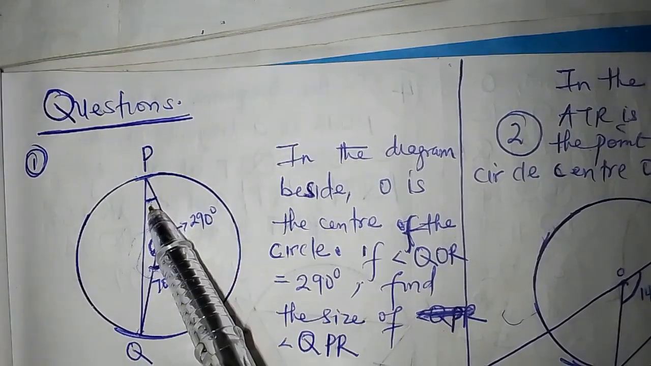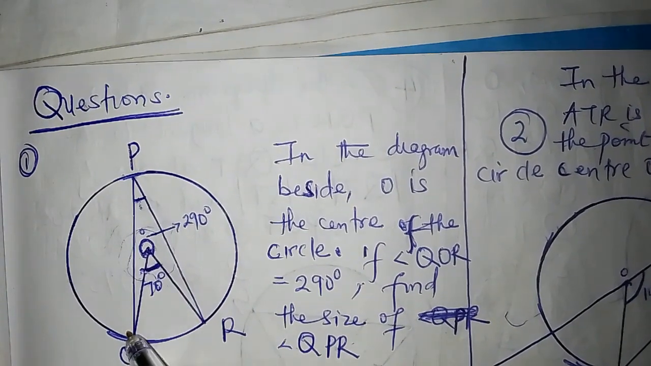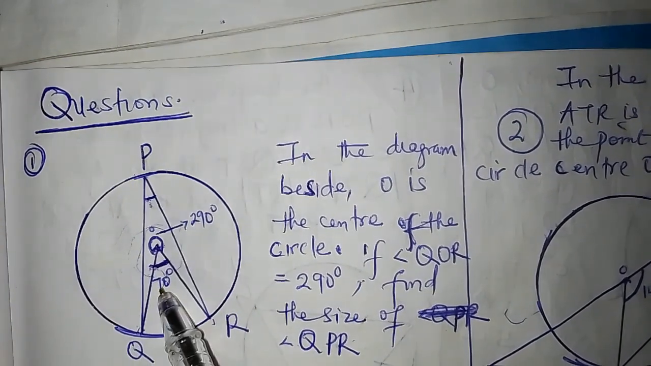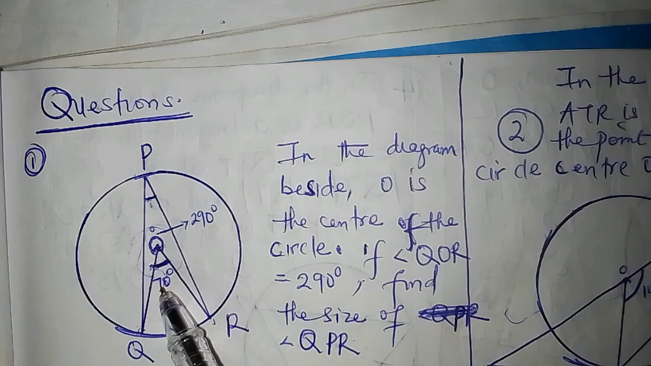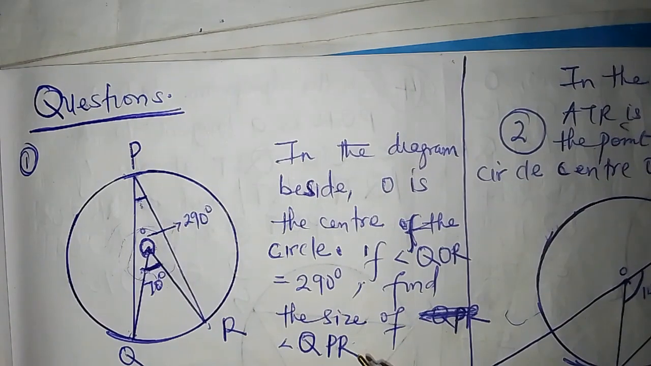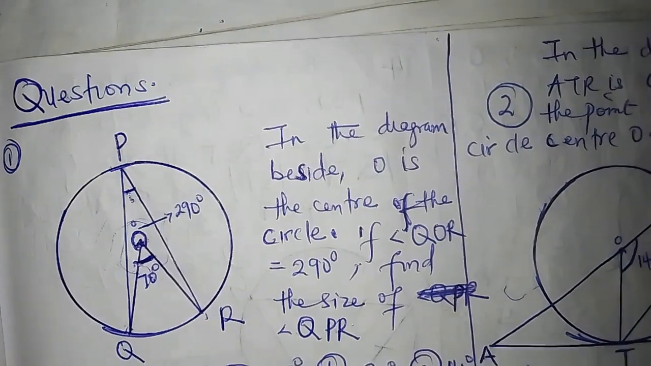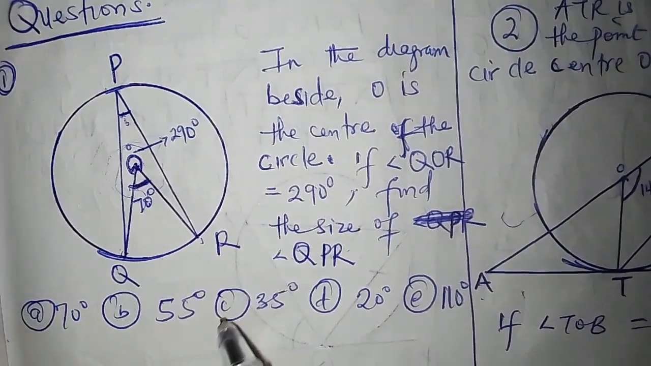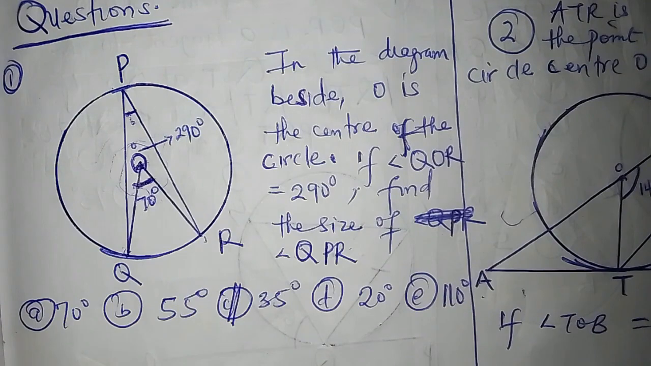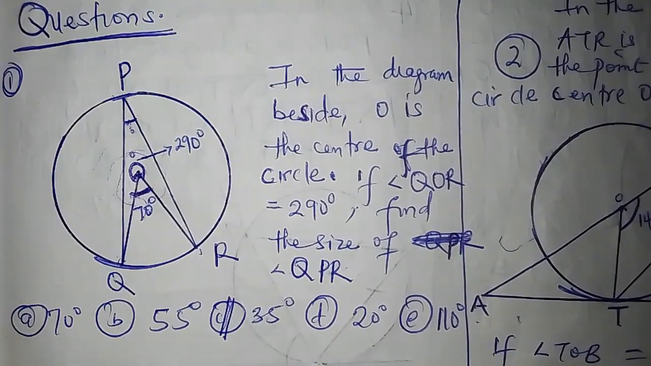So to get the angle that is formed here, which is angle QPR, I'll divide 70 by 2. So 70 divided by 2 is 35 degrees. The angle formed here is 35 degrees. And I can see this in option C. You can see that I didn't even do any solving. I just looked at it because I understood the principle. Then I got my answer within seconds. This is the beauty of circle theory.